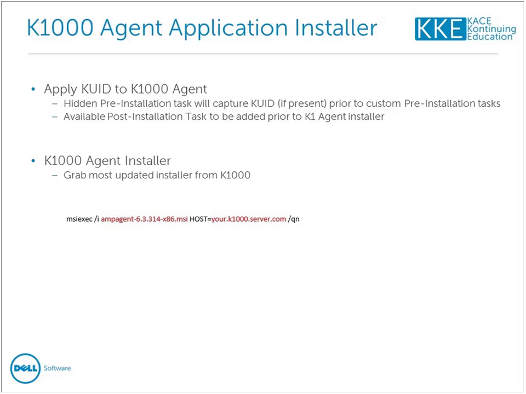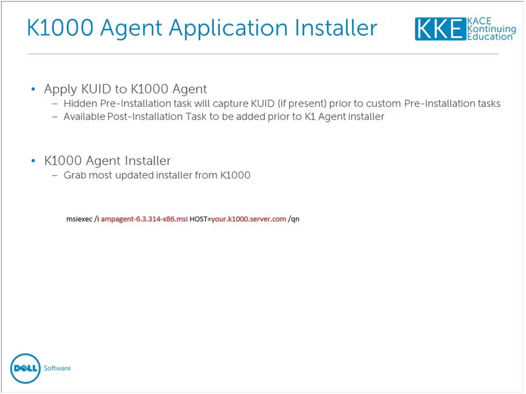So we can use that task. And then when we install the K1000 agent itself, the first thing you always want to make sure is that you're using the most up-to-date installer. Why make the K1 do more work than it needs to do? If you have an installer going, let's give it the most current one that the K1 can do so that we don't have to wait for any deployments to work with it.